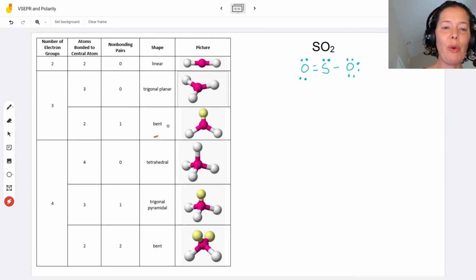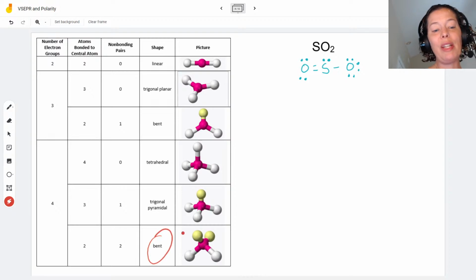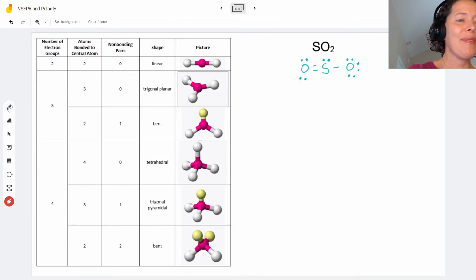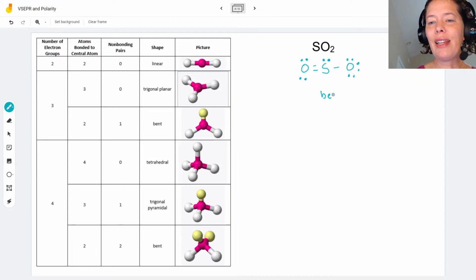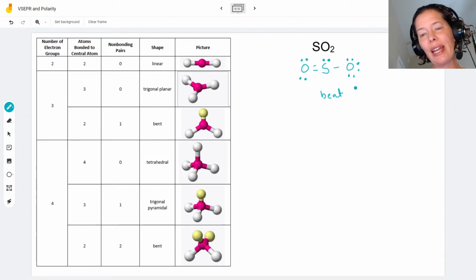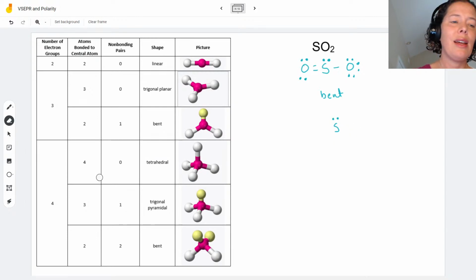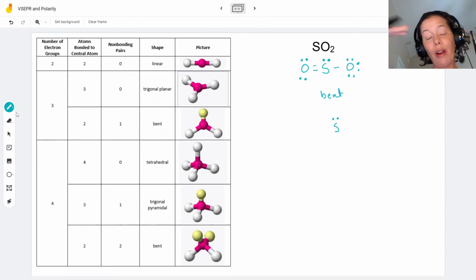So you'll notice in my table, I have a bent shape, which is 2-1, and a bent shape, which is 2-2, which I know seems kind of confusing, but I didn't make up the rules or the table. So we have two structures that are called bent. So let's write this in. This is also a bent structure, and I will rewrite it so it looks a little bit more like its 3D shape. Just like we've talked about before, this lone pair that I put on top of the sulfur shoves those oxygen atoms down and closer to each other.